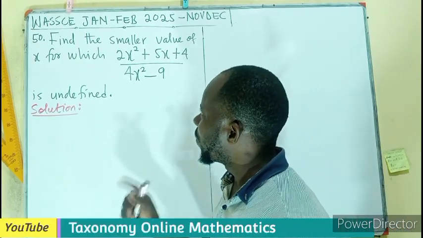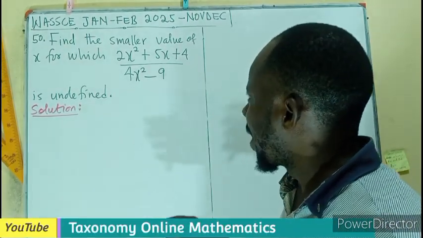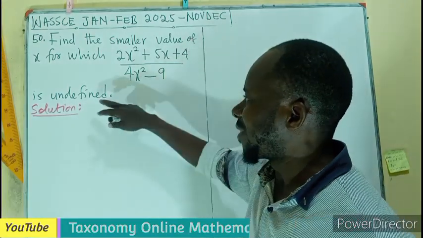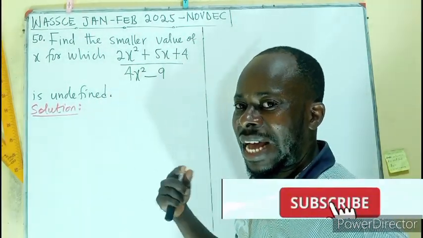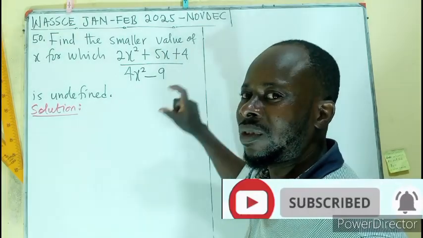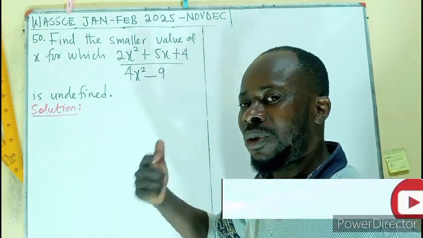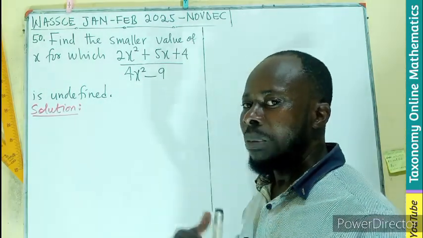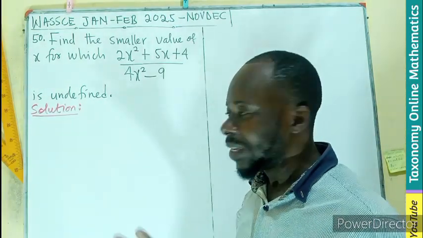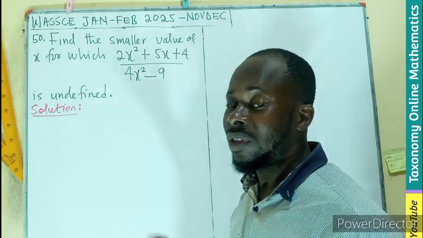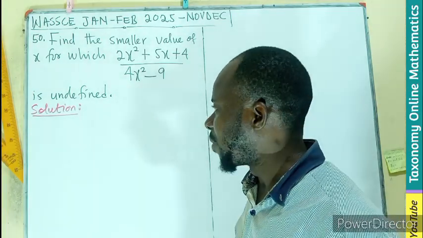Alright, welcome. To find the smaller value of x for which this expression is undefined, this is just asking us to set the denominator equal to 0 and find the values of x that, when substituted into this expression, will make the denominator 0. This is question 50 of the February 2025 core mathematics paper.